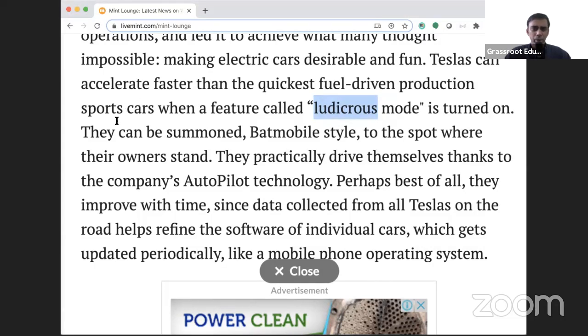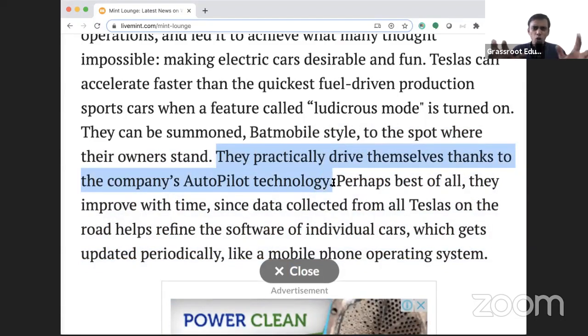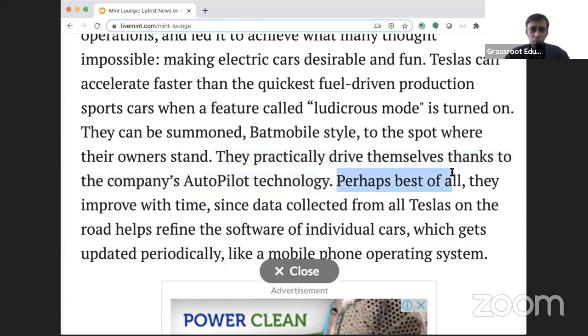They can be summoned, Batmobile style. Summoned means you can call the vehicle to your point. So if you're standing outside, by the push of a button, the vehicle will come to the spot where their owners stand. They practically drive themselves thanks to the company's autopilot technology. So you don't have to consciously drive it. You can put it on autopilot and the car will drive by itself. So you just have to sit and relax. Good car, right?